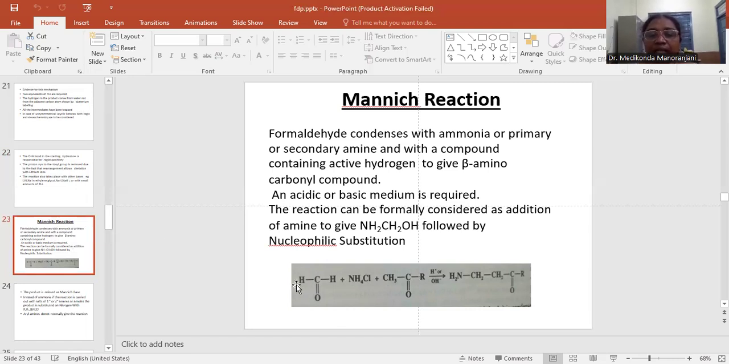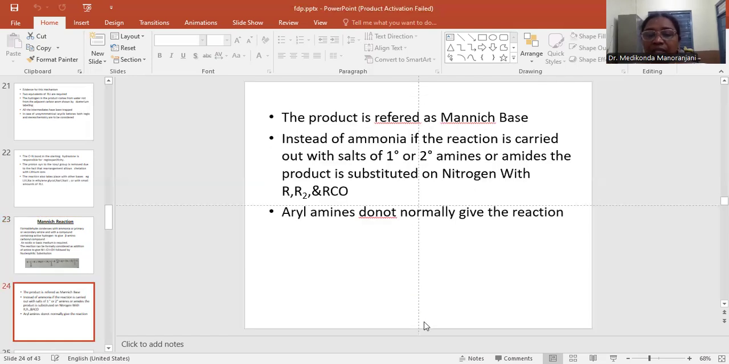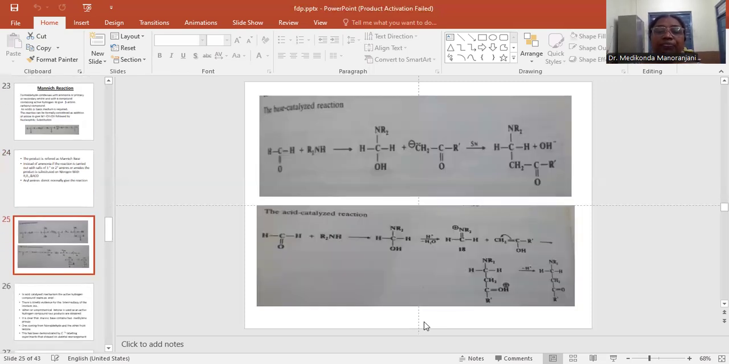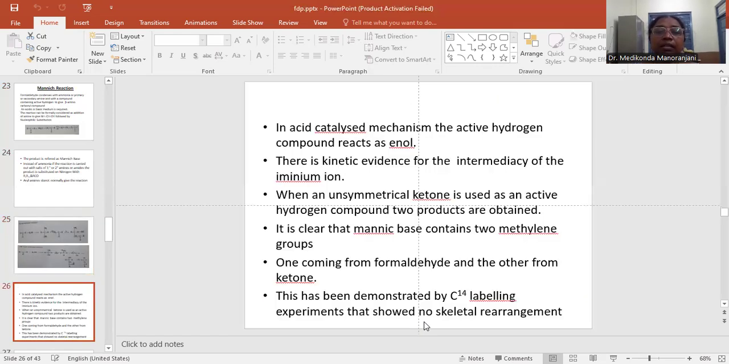This is formaldehyde. It condenses with ammonia or primary or secondary amine and with a compound containing active hydrogen to give a beta-aminocarbonyl compound. The product is referred to as Mannich base. Instead of ammonia, if the reaction is carried out with the salts of primary or secondary amines or amides, the product is substituted on nitrogen with R1, R2 and RCO. Aryl amines do not normally give the reaction. So these are the two processes, the base catalyzed reaction and an acid catalyzed reaction.